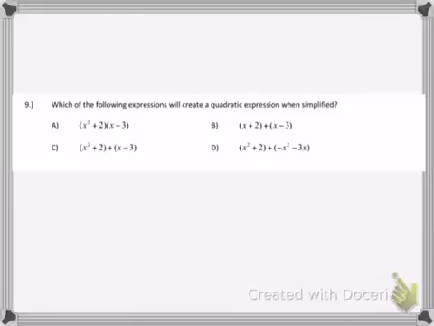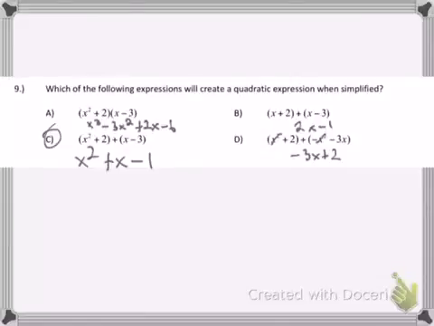Which of the following expressions will create a quadratic expression when simplified? Alright, C will, because if I combine them, I still have an x squared, I still have an x, and I still have a constant. All the rest of them, you got x to the third, you don't have any squared.